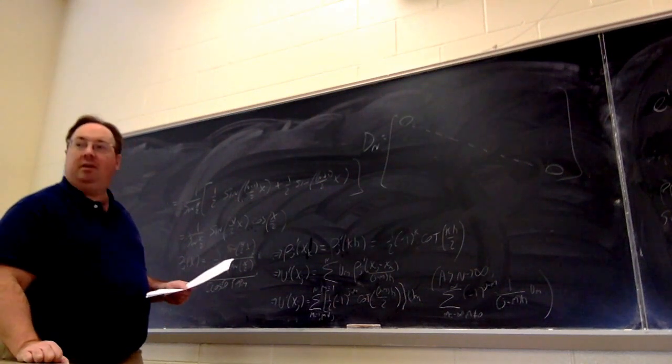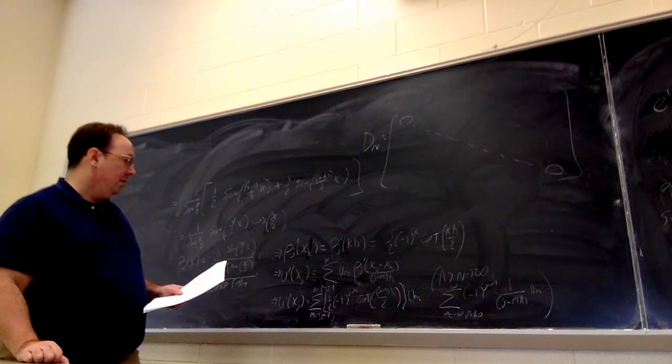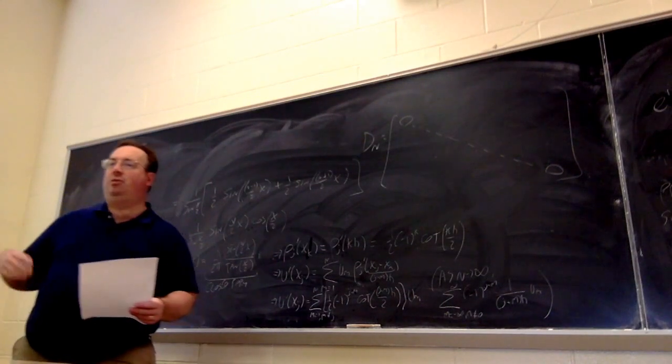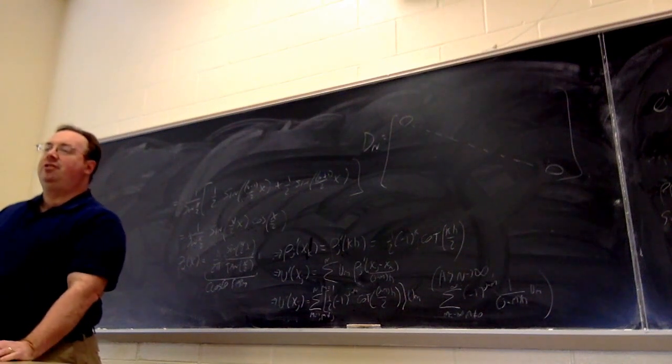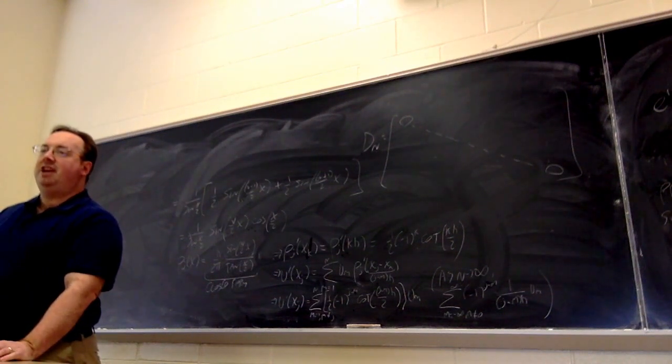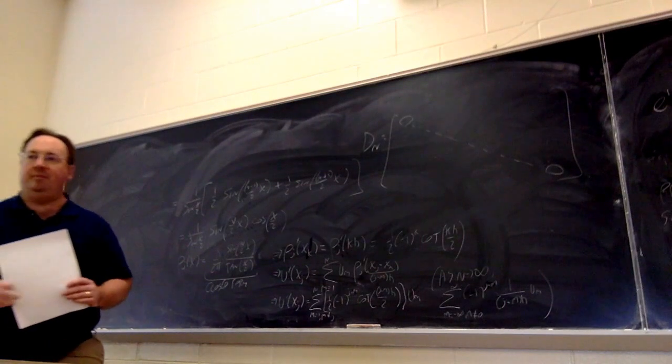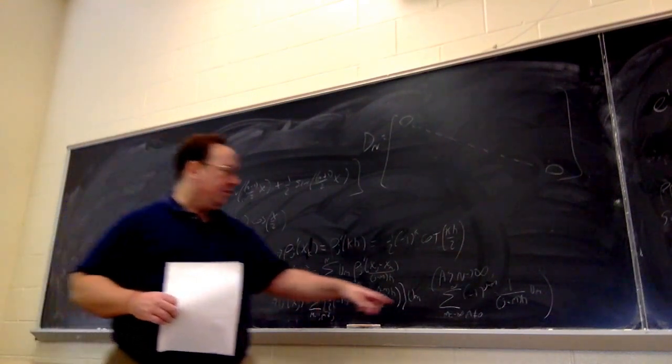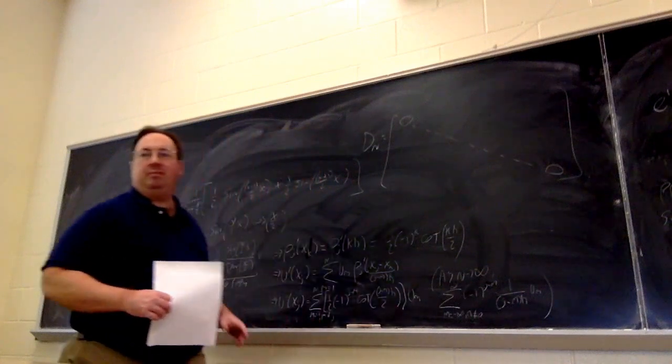Can you go back to where you said as n goes to infinity, cotangent does what? Oh, cotangent is 1 over tangent. As x goes to 0, tangent x is similar to x. And that's where this approximation comes from.